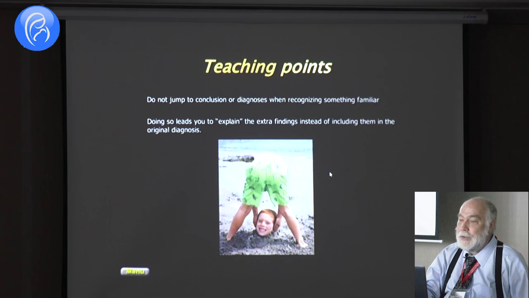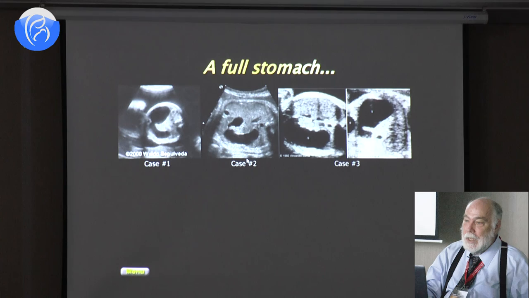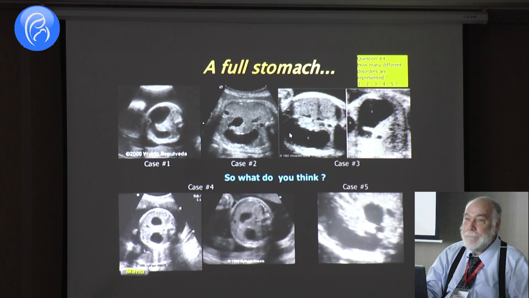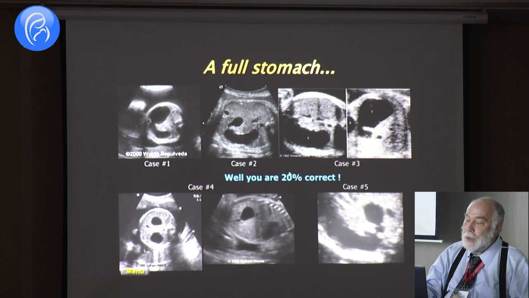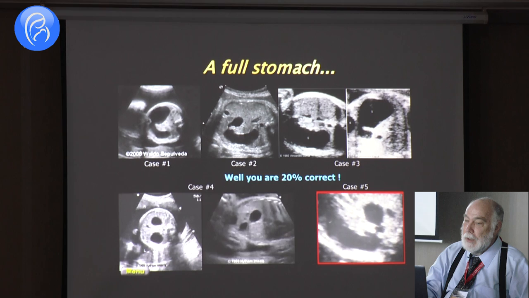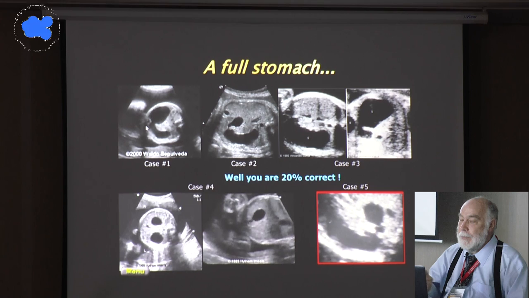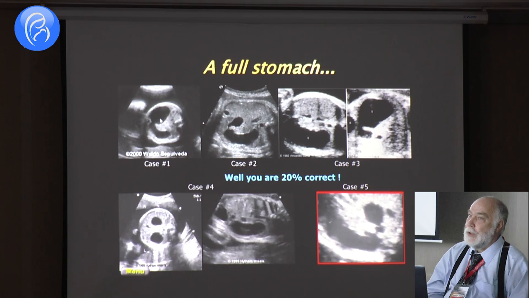Another case here. Here we have five babies that have a full stomach. So what's the diagnosis? Duodenal atresia. Okay. So if you think duodenal atresia, you are 20% correct. This one baby here has duodenal atresia. Now, how about this one here? Why is this not duodenal atresia? You see the double bubble, you see the polyhydramnios, why is this not duodenal atresia?